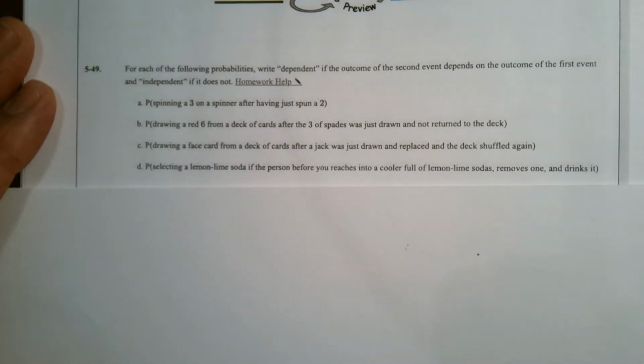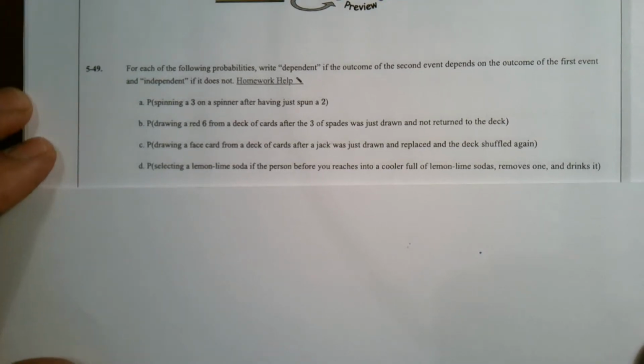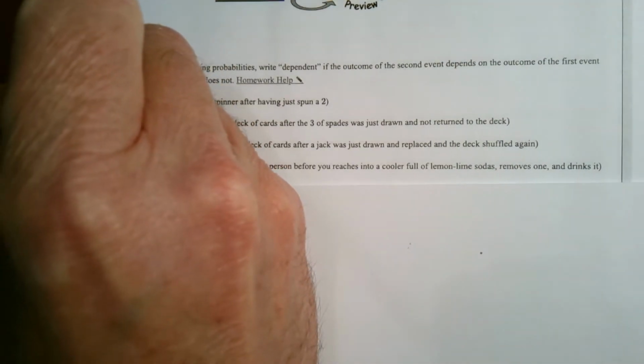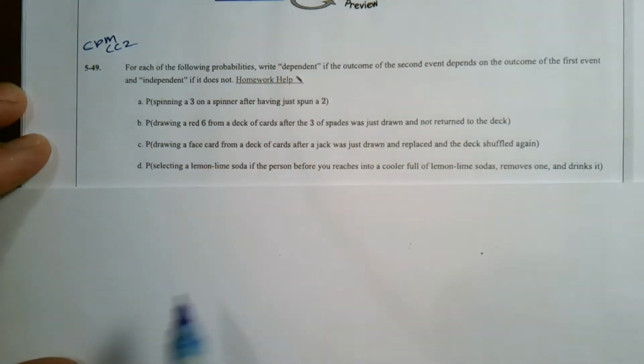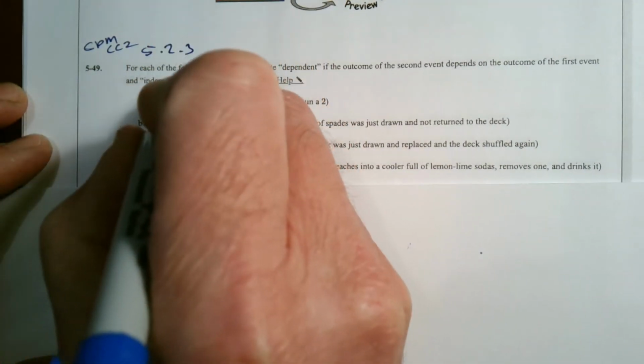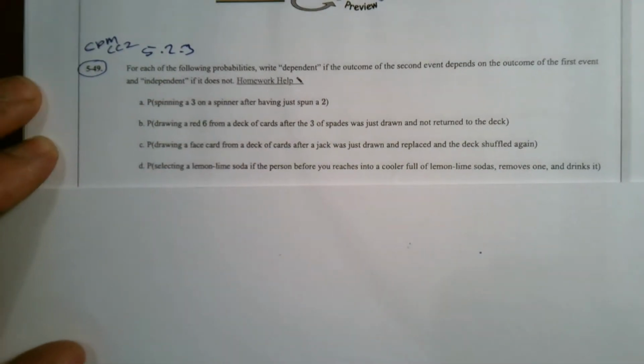We are looking at probability today in this video in regards to independent and dependent events. So with probability, things can be either independent or dependent, if there are multiple events that you are analyzing. This is CC2, CPM, Course 2, section 5.2.3, and specifically number 5-49 is the one I'm looking at.